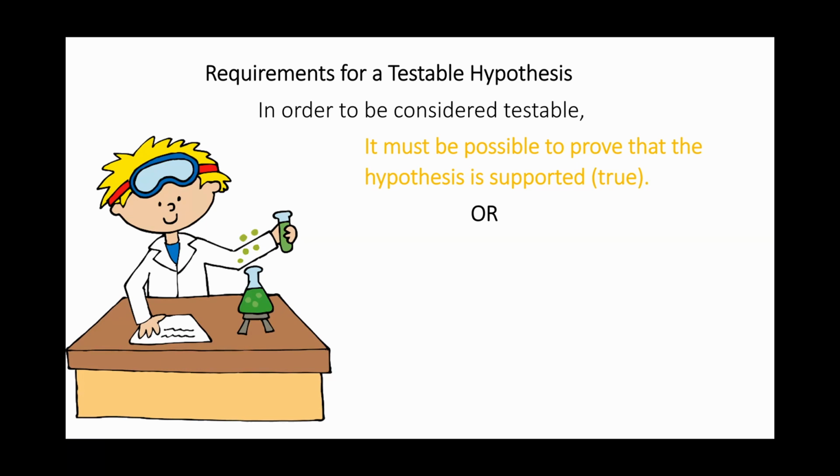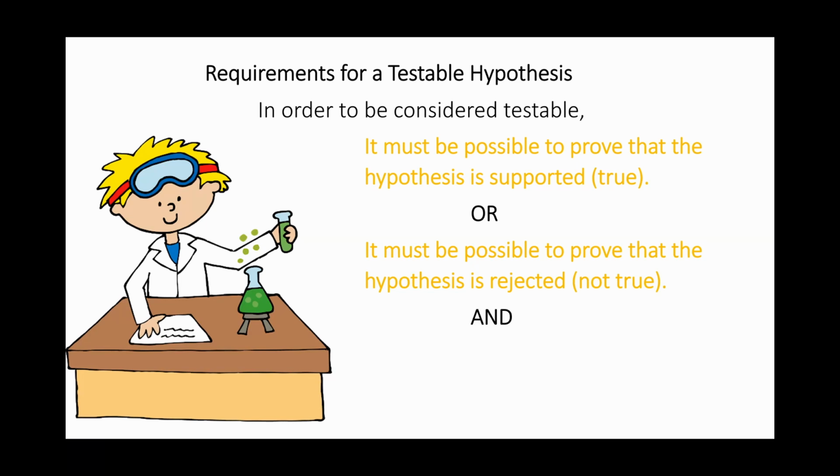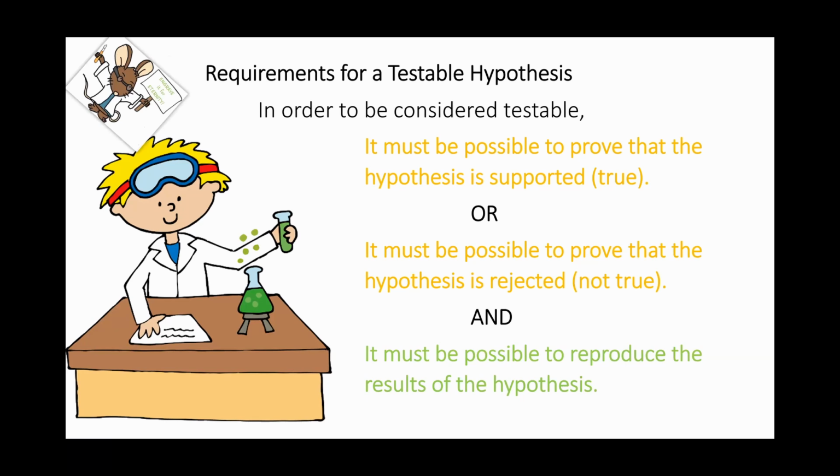In order to be considered testable, it must be possible to prove that the hypothesis is supported. You can think of it as true, but really the word is supported. Or it must be possible to prove that the hypothesis is rejected or not true. Rejected and supported are the ways to phrase this best. And it must be possible to reproduce the results of a hypothesis. So there's your little engrave it for eternity. Don't ever forget this one.